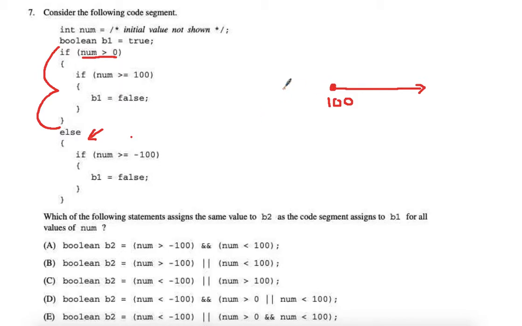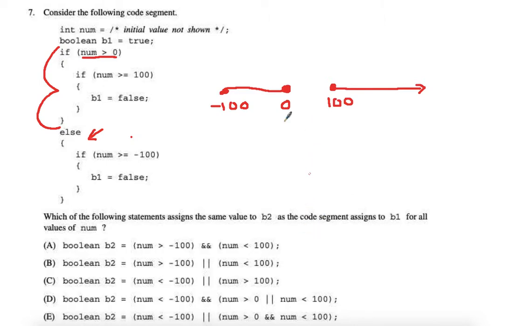So that would be all numbers from 0, we're only talking about the negatives here, from 0 all the way down to negative 100. Okay, so if num is equal to any of these values, then B1 will be assigned the value of false.